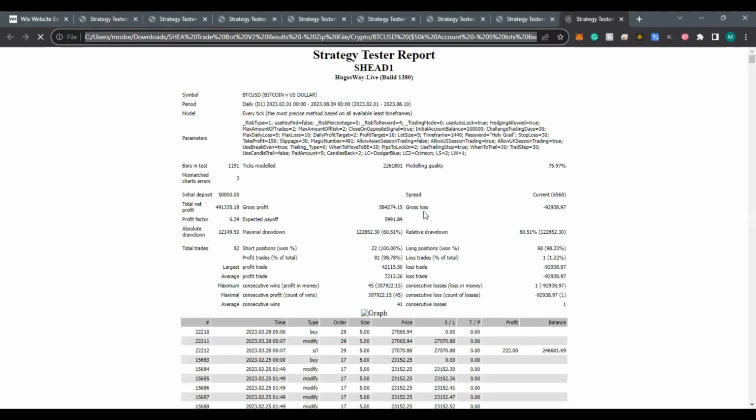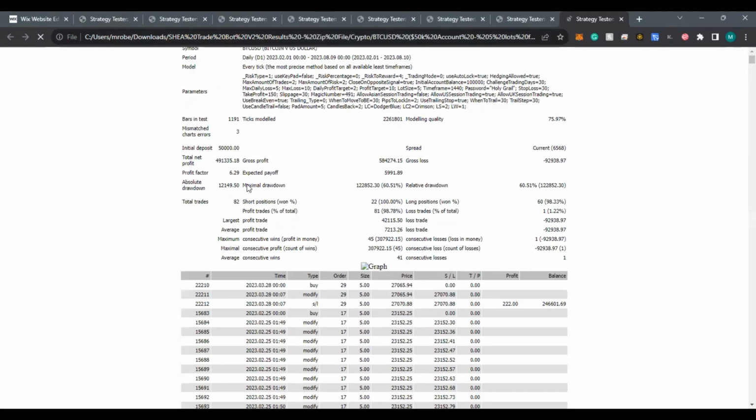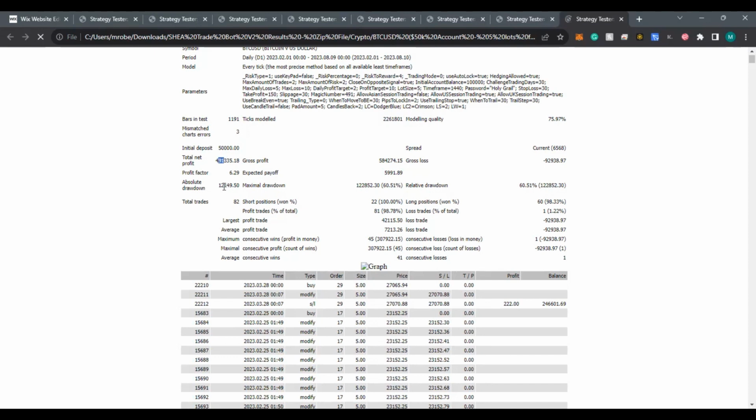Okay. Here it is. So on here, the drawdown was a bit more because I did have it on a bit of a high risk mode, but it's not on a high risk mode in the sense of over risking, it's just more of an aggressive trader if you want to run it that way. So with 5 lots, the total net profit was 491,000 from 50K. The absolute drawdown was $12,000, okay, which was over a few trades.